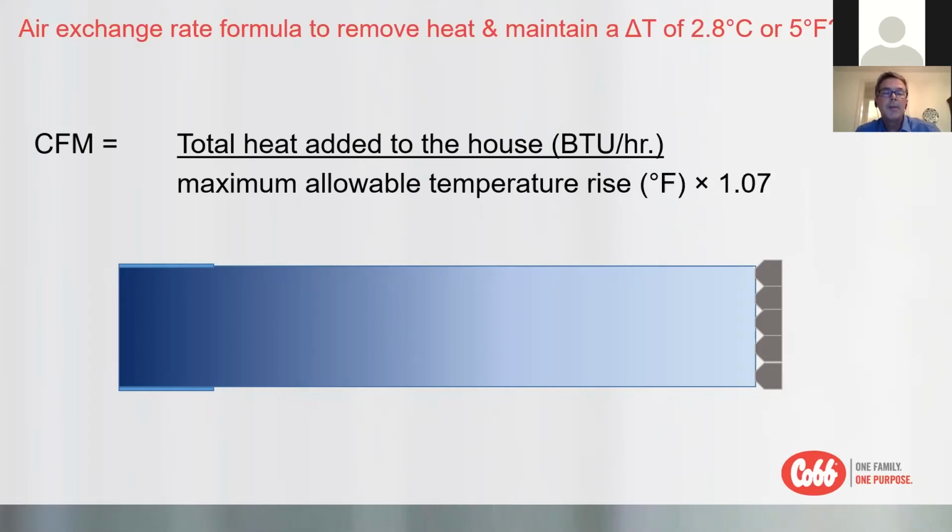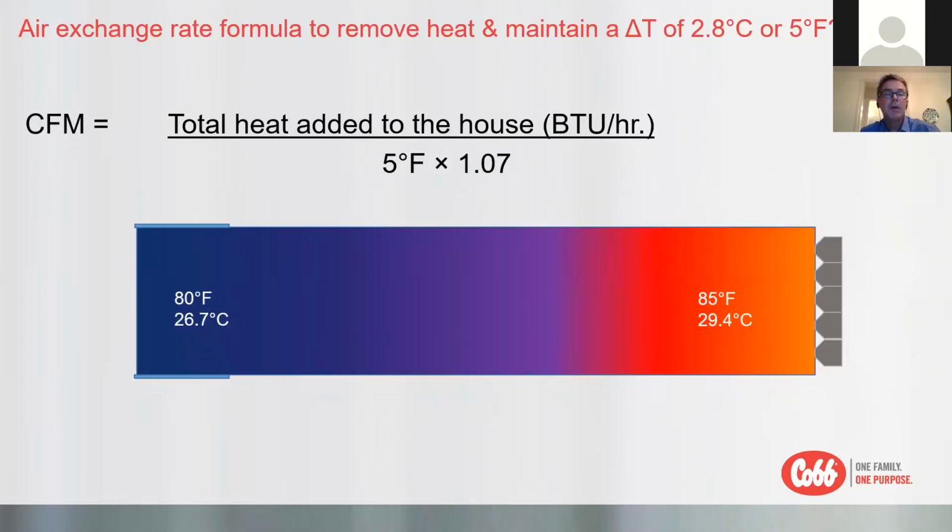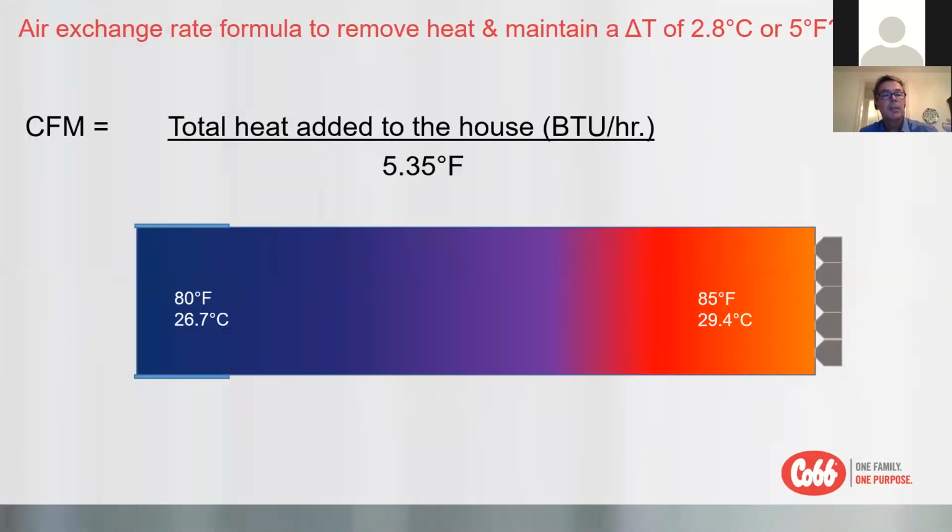So your CFM, or your ventilation exchange capacity, to maintain a 5 degree Fahrenheit drop is a function of the total heat added to the house divided by that 5 degrees Fahrenheit. So the calculation is quite simple. Total heat divided by 5 multiplied by a correction factor. So it's total heat added divided by 5.3 degrees Fahrenheit.